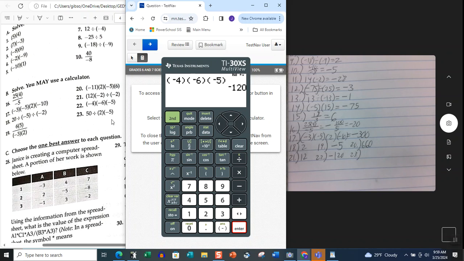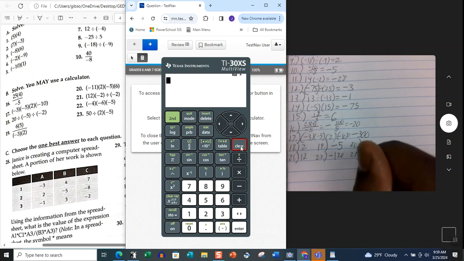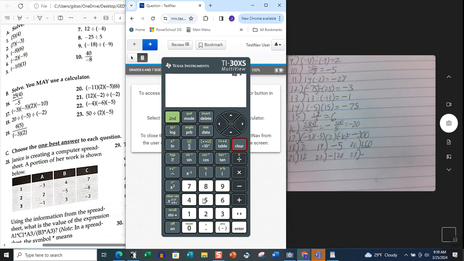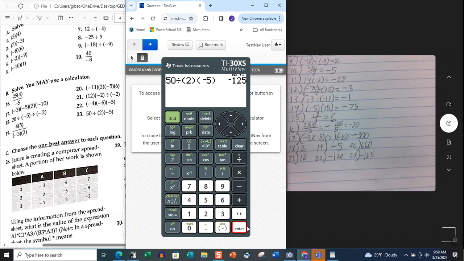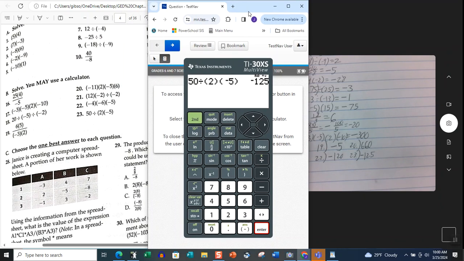There is only one negative sign here, and it is all multiplication and division, so your final answer would be negative. Now we put this in our calculator: 50 divided by 2. Oh, the 2 is in parentheses. 50 divided by 2, in parentheses, -5. Press enter. It's -125. All right, next.